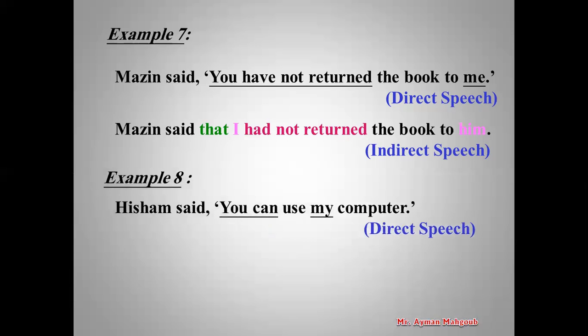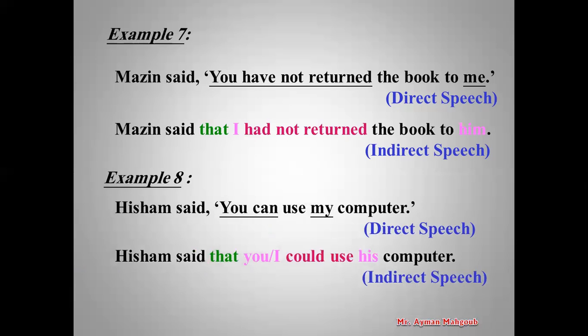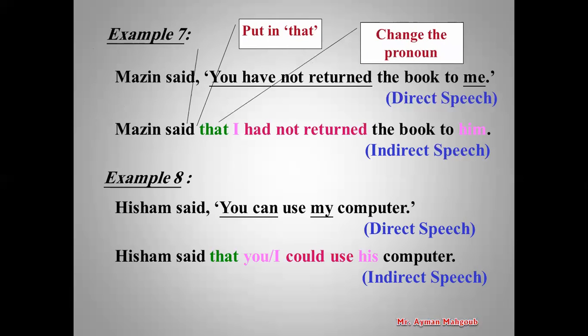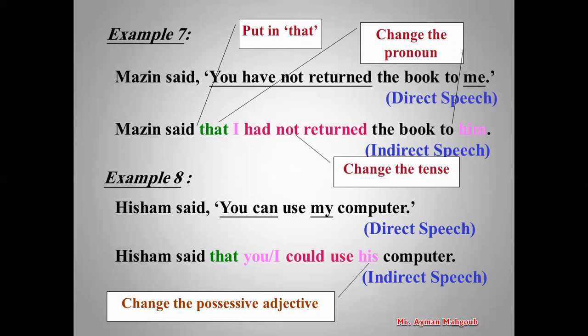Example 8. Hisham said, "You can use my computer." Hisham said that you or I could use his computer. So the changes for the last time: that instead of the quotation marks, I instead of you, have not returned it becomes had not returned it, and me becomes him. Okay. And in the second one, my computer becomes his computer because we are talking about Hisham. Hisham was the speaker. Okay.